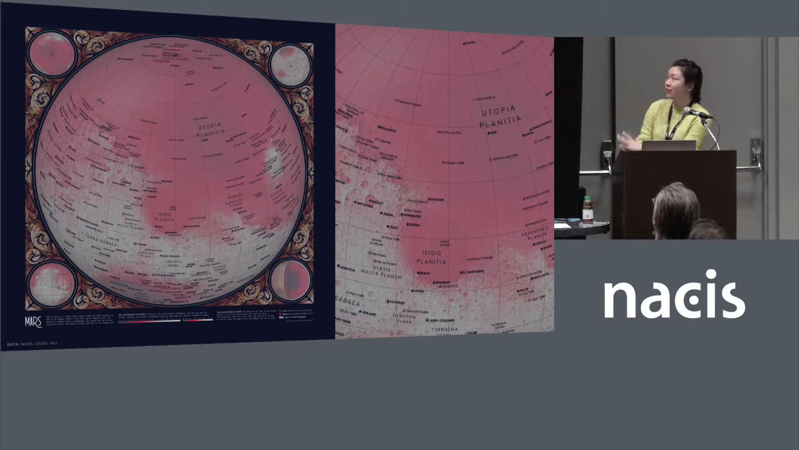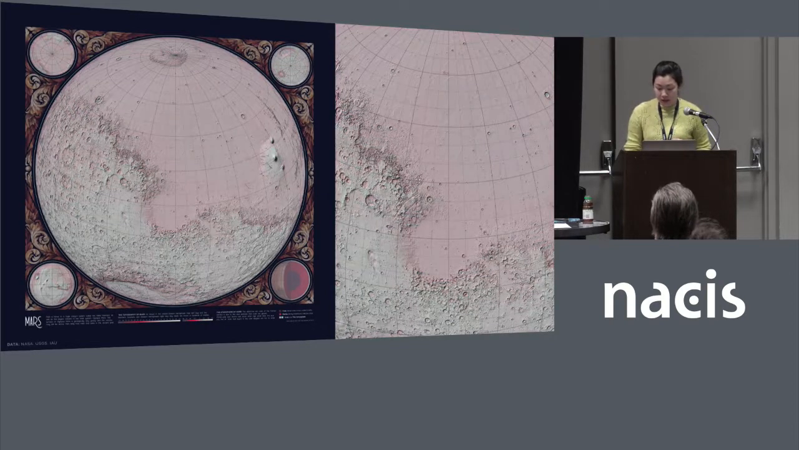So now, instead of labeling each thing by hand, I'm pulling the label data from NASA and plotting them in the correct location and the approximate font sizes that correspond to the feature. I also didn't have to rely on the projections and illustrations that were published by NASA.